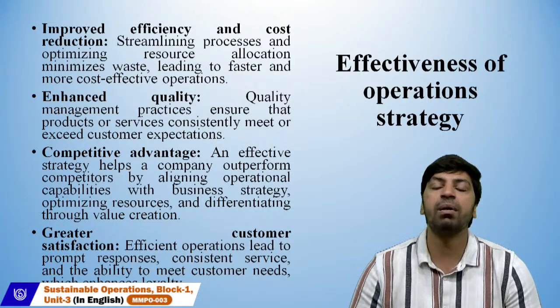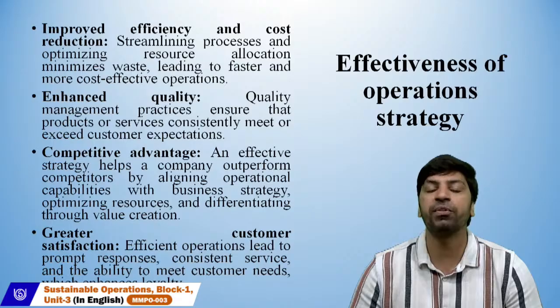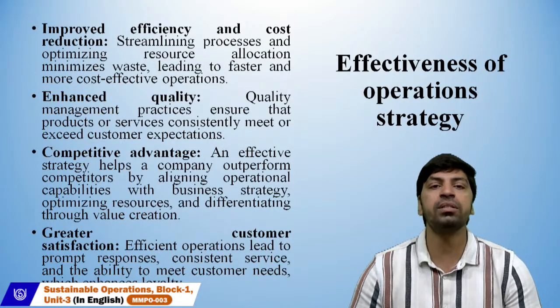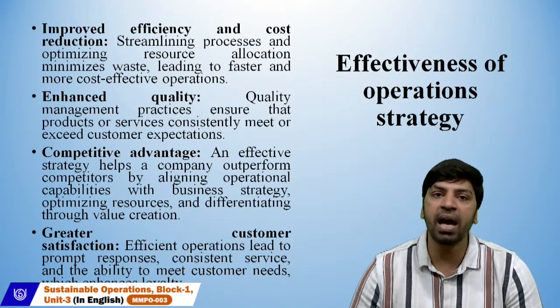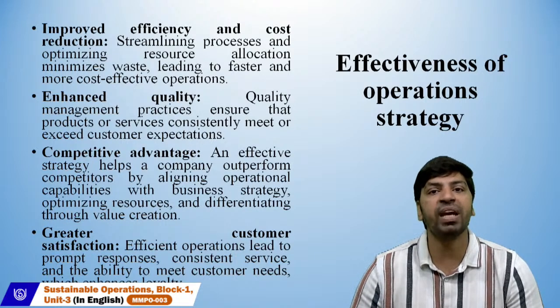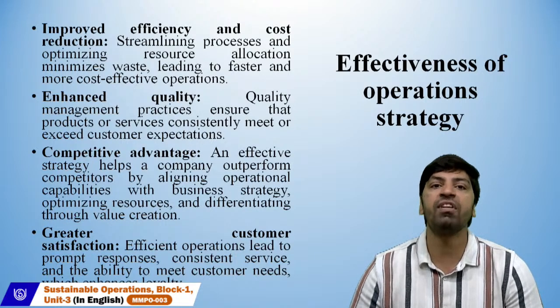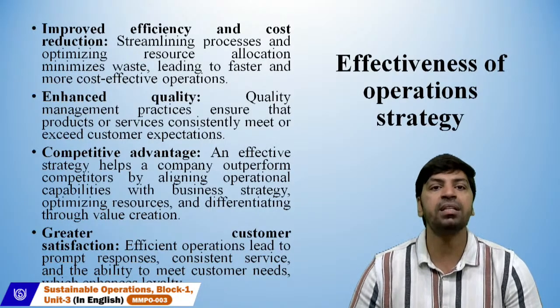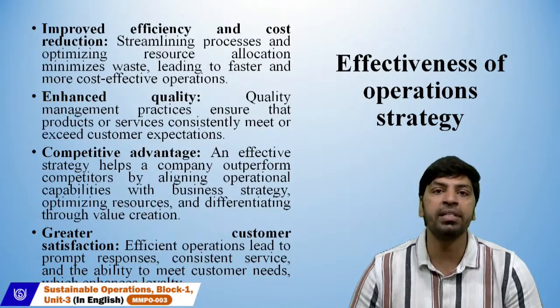Now we can come to the next section, that is the effectiveness of the operations strategy. The first one is it improves efficiency and cost reduction. Operation strategy streamlines the processes, optimizes the resource allocation, and minimizes the waste, which leads to a faster and more cost effective operation.